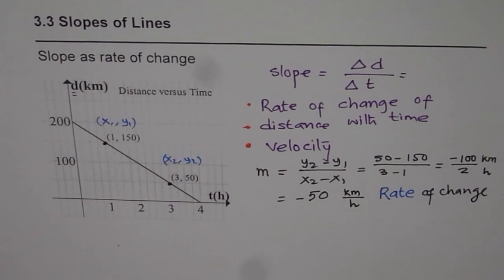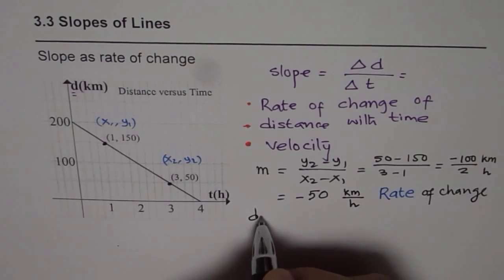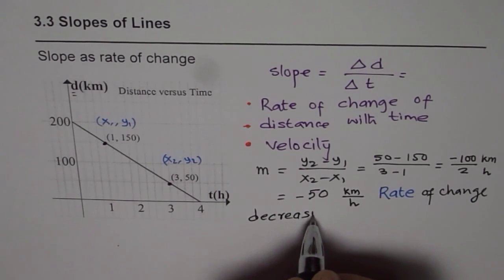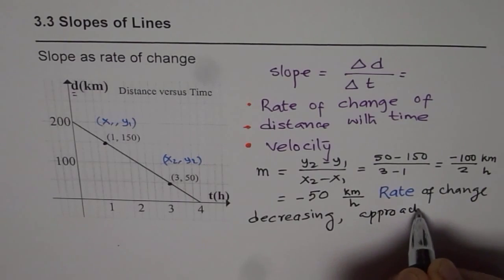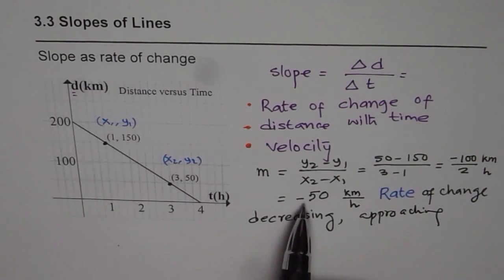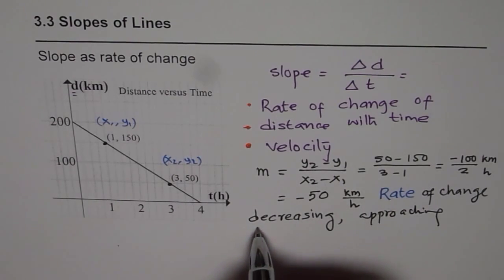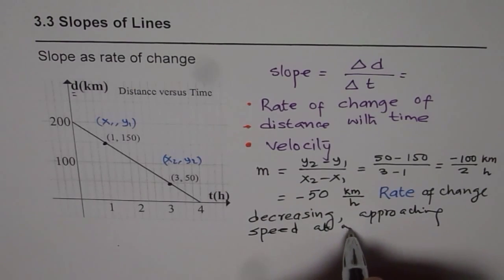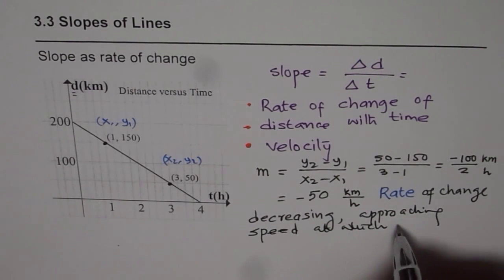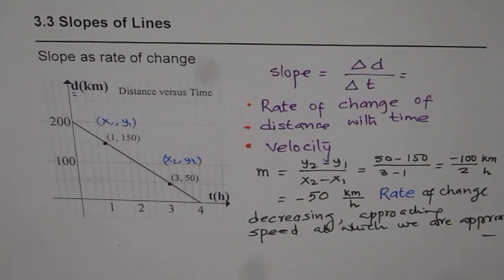What does it tell you? It tells us minus means decreasing, or we can say approaching in our case. So this is the speed at which we are approaching home. So here it indicates the speed at which we are approaching, right? So that is the concept. I hope that helps.